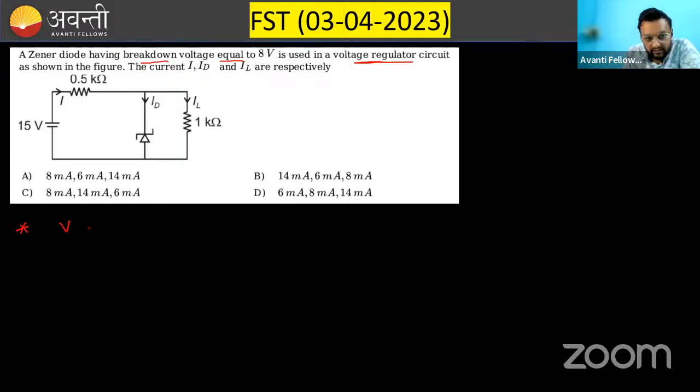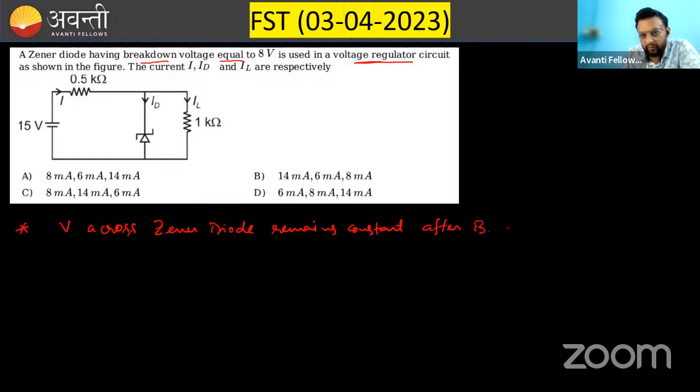That the voltage across the Zener diode remains constant after breakdown. Remember each and every point.